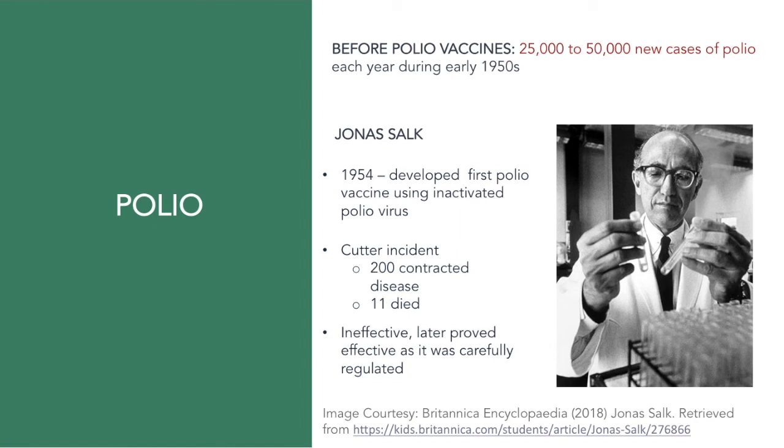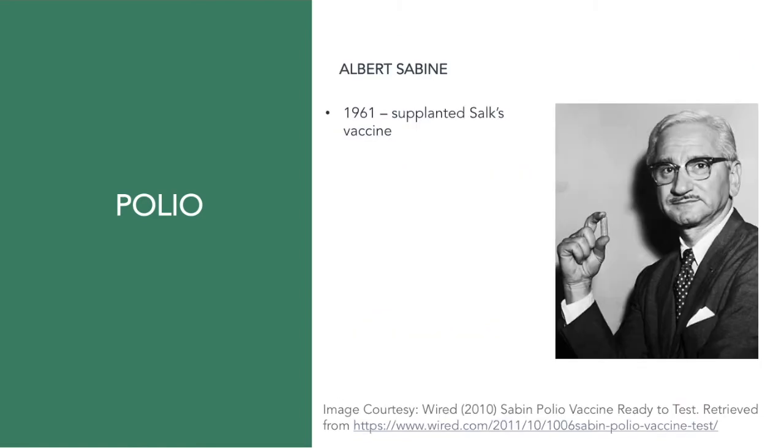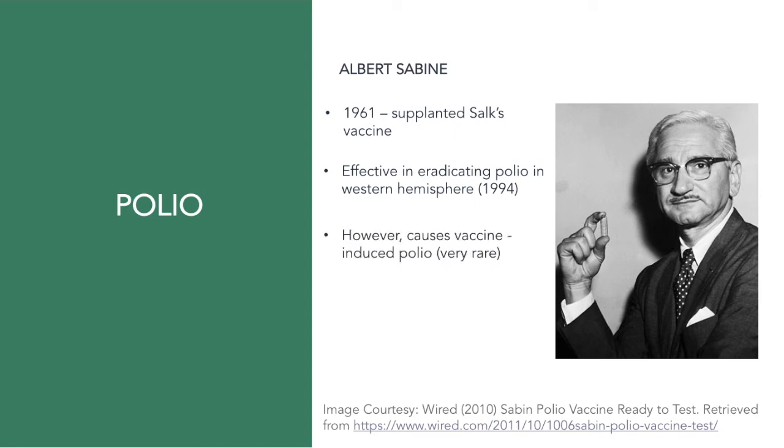However, 200 people contracted the disease and 11 died due to a contaminated batch manufactured by Carter Laboratories. Hence, this was ineffective but later carefully regulated. In 1961, Albert Sabin's oral vaccine, which used a live but weakened form of the virus, replaced Salk's injected vaccine, as it not only protects those vaccinated, but others around them. Although the WHO declared that polio has been eradicated from the Western Hemisphere in 1994 due to mass immunization using Sabin's vaccine, there is a very slight risk of the live vaccine causing vaccine-induced polio.